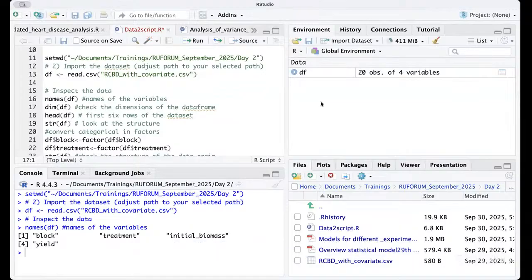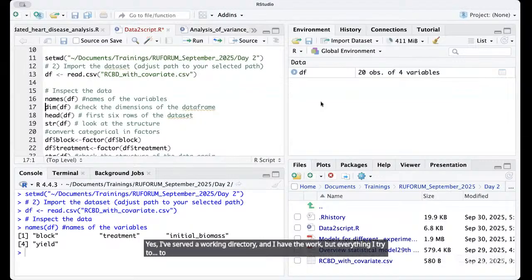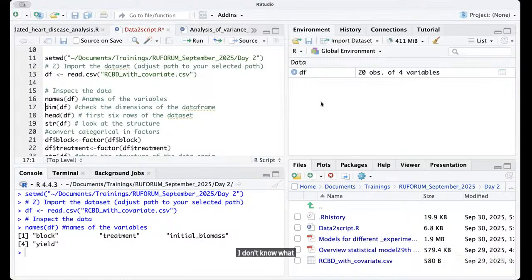Yes, I've set a working directory, but everything I try to recall, the data set cannot accept. I don't know what is wrong. Can you allow Kelvin to share the screen? Arturo, can you allow Kelvin to share the screen so that we can see what is going on?